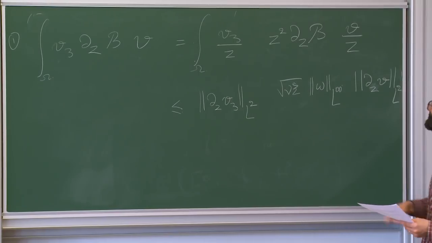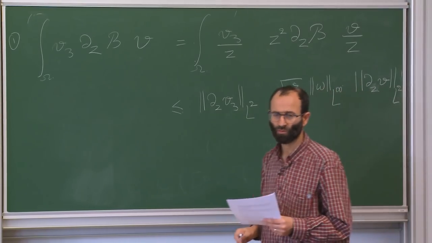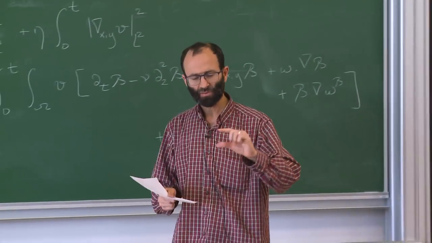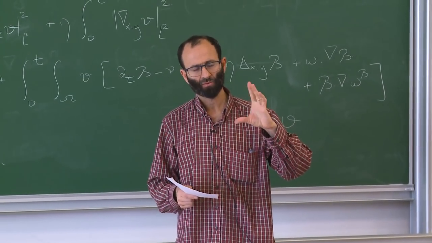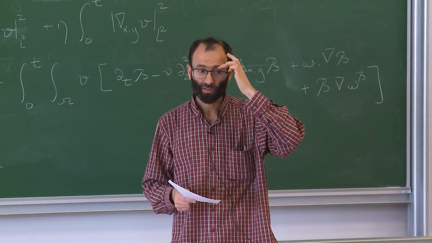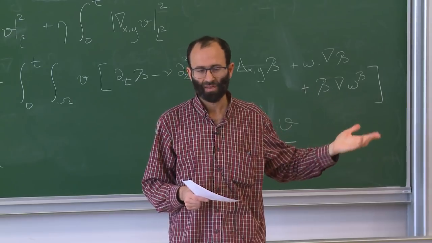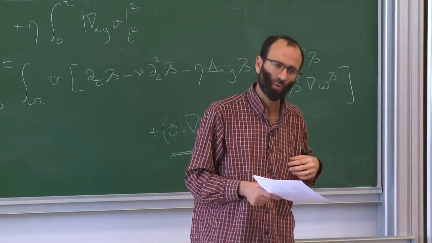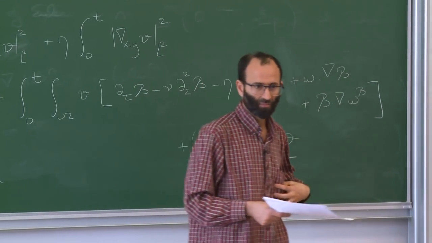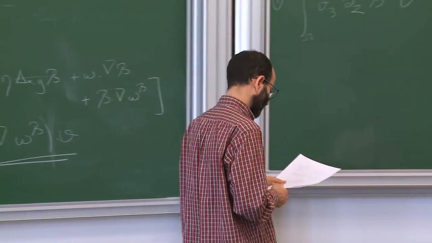So xi here is a constant, or no? Xi is a constant that I'm going to choose and adjust. Basically, xi tells you the size of your boundary layer. It's an imaginary boundary layer, because it's just a boundary layer that makes the calculation work. It doesn't have physical meaning, but it will make the proof work.